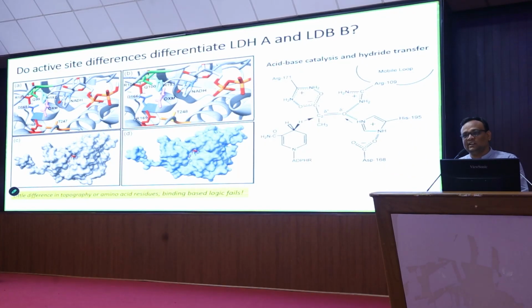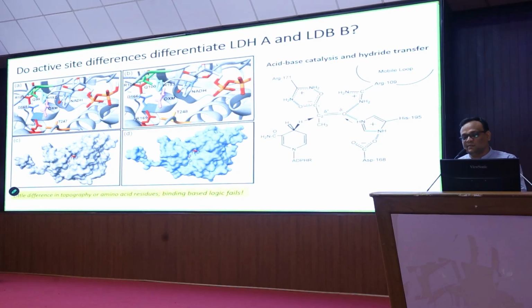LDHA is supposed to be in the liver or the muscle, and it converts pyruvate to lactate, according to scientists who have worked on this problem. And what is the mechanism of LDH action? It is acid-base catalysis. There is a direct hydride ion transfer which occurs within the active site, and that is how pyruvate becomes lactate. And again, lactate becomes pyruvate.